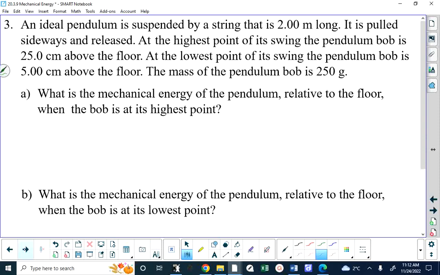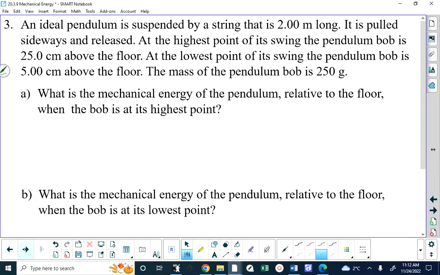Ideal means no friction. An ideal pendulum is suspended by a string that is 2 meters long. It is pulled sideways and released. At the highest point of the swing, it is 25 centimeters above the floor. At the lowest point, it is 5 centimeters above the floor. And you're given the mass. What is the mechanical energy of the pendulum relative to the floor?